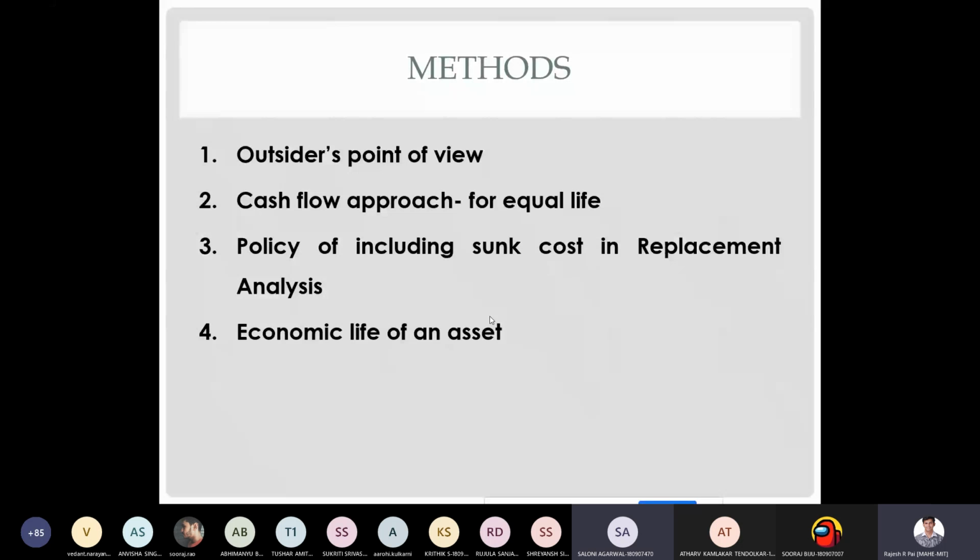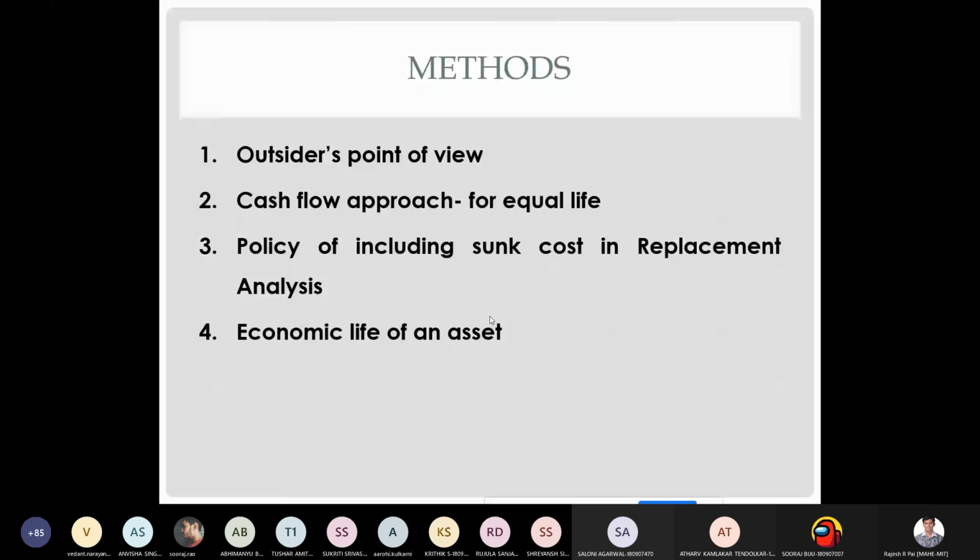an asset. So the third method, that is the policy of including sunk cost in replacement analysis, is not there for your syllabus. Only outsider's point of view, cash flow approach for equal life, and economic life of an asset are there for your syllabus. So methods 1, 2, and 4 are there for your syllabus. The third method is not there.